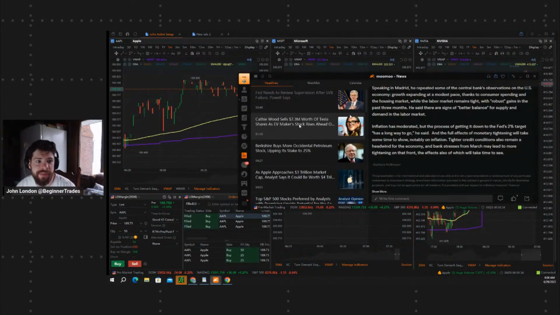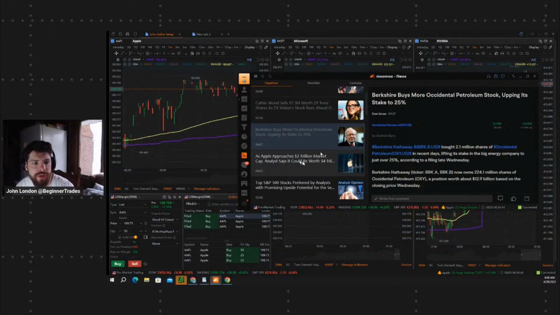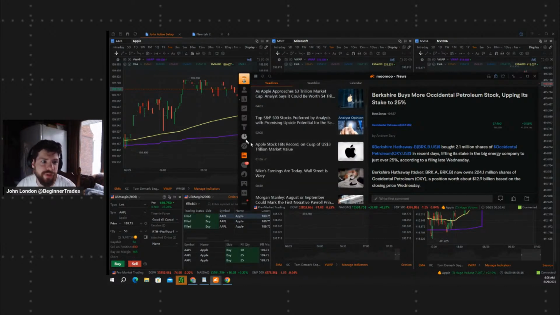But again, you can kind of see we got some Cathie Wood ARK news. We got Berkshire Hathaway upping its stake in Occidental Petroleum to 25%. Apple approaches the $3 trillion market cap, and analysts say it could be $4 trillion. Just a bunch of news, really a good source of news here.